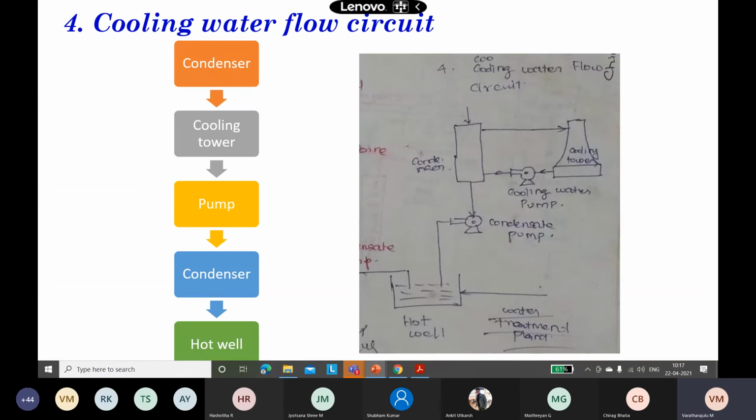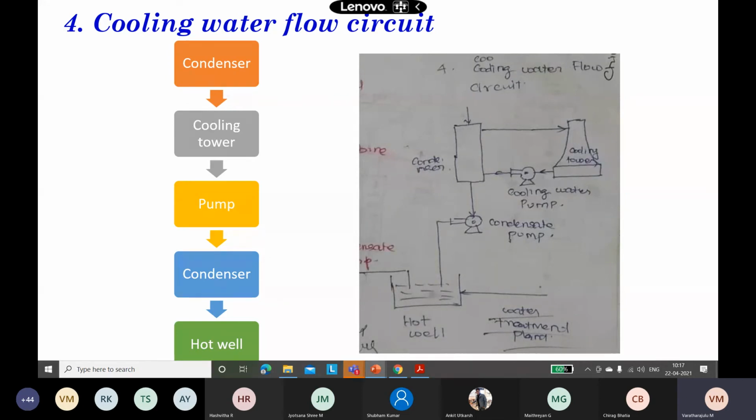We have the condenser, and we have the cooling tower. We have the pump. What happens? It condenses and drops the temperature of the steam, and it converts the steam into water by circulating in the cooling tower. In the cooling tower, what happens?